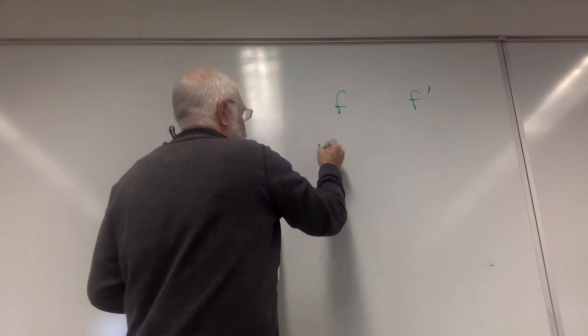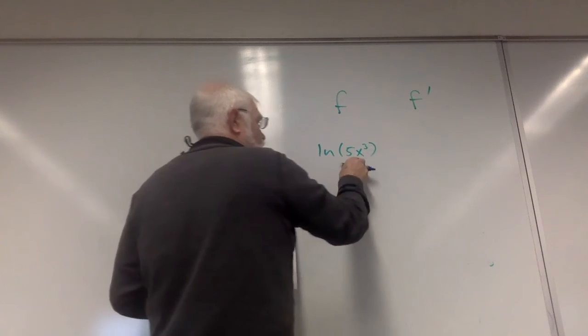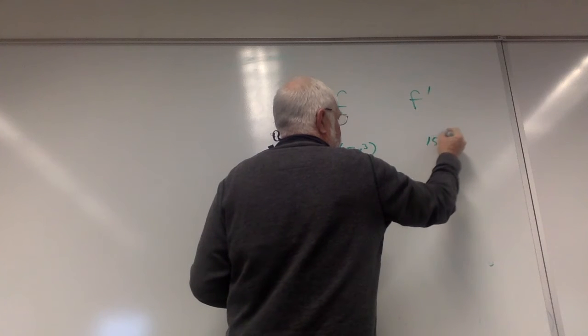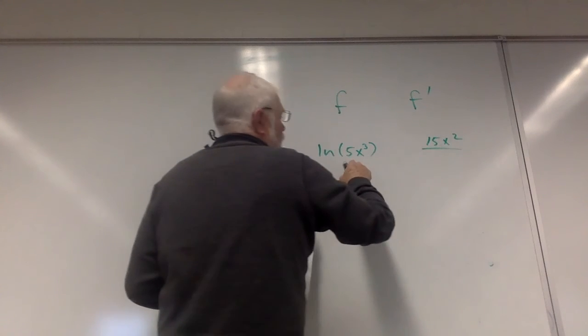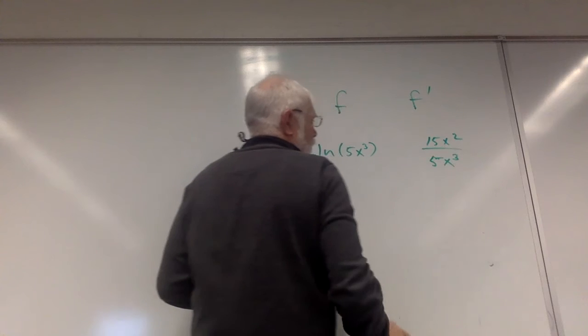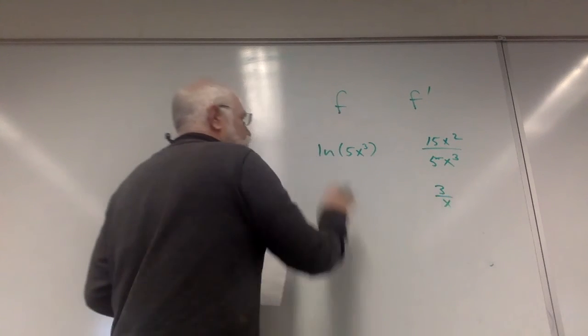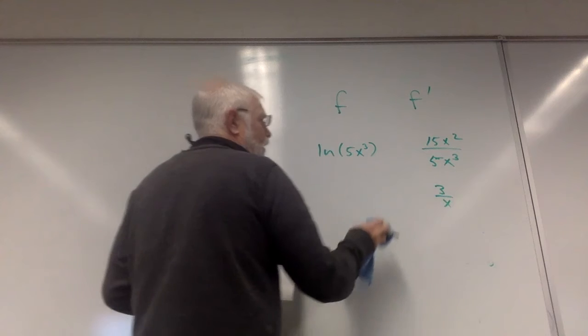ln of 5x cubed follows a similar pattern. Derivative of what's inside, which is 15x squared, over what's inside, 5x cubed. Now, let's simplify that to 3 over x. And let's use our rules of logs to see where that comes from.